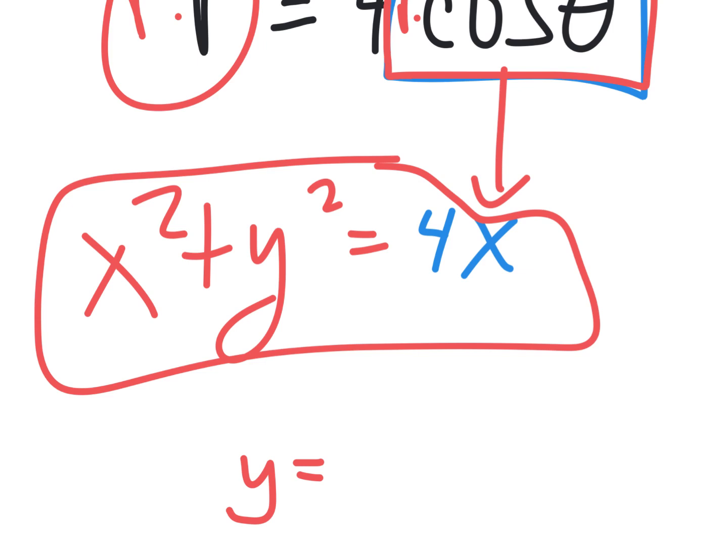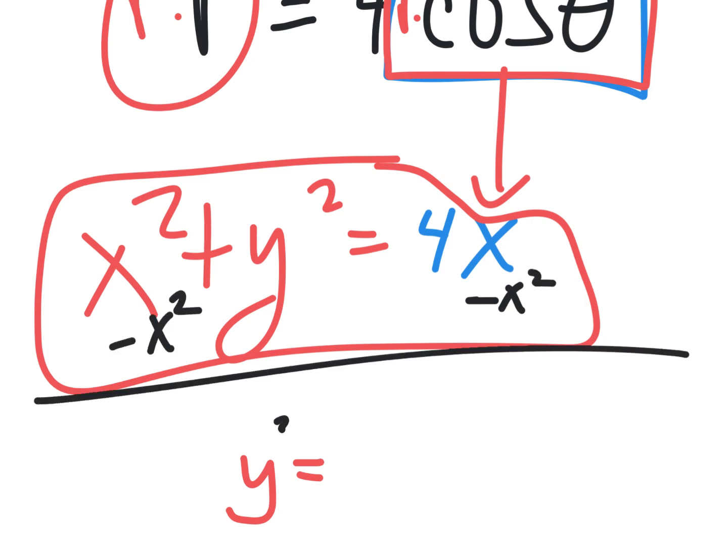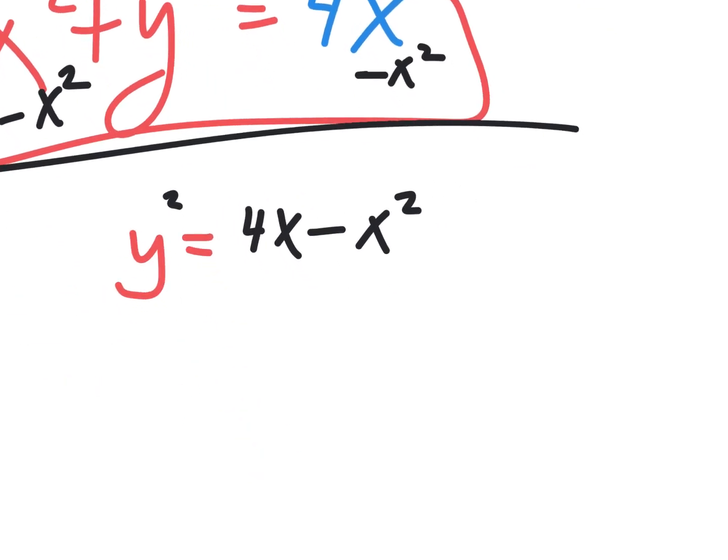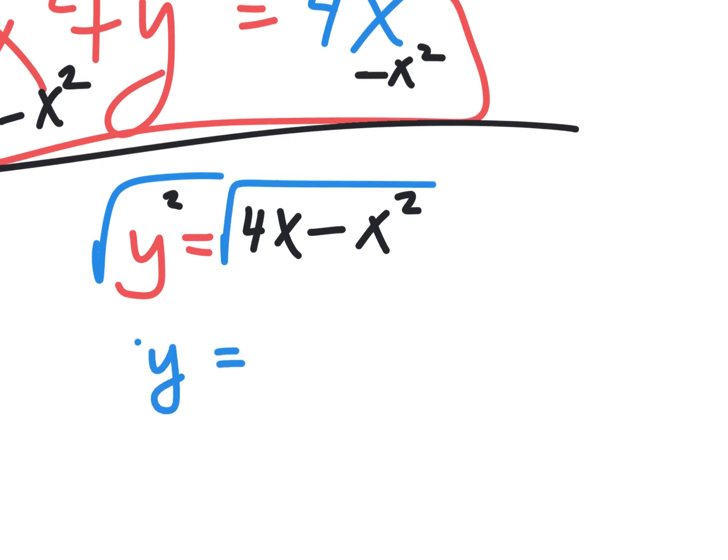I hope you're all starting by subtracting x squared from both sides. And then I have y squared is equal to 4x minus x squared. You with me so far? Is the y alone yet? No, so you got to do another step. Square root, square root. Is the y alone yet? Kind of. I just did it wrong on purpose.